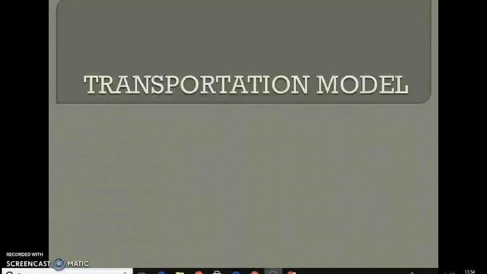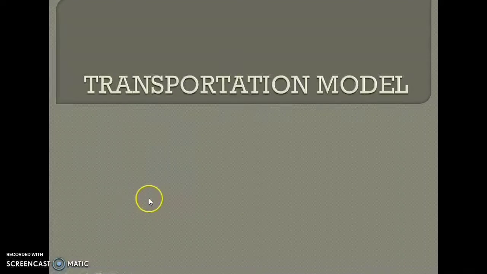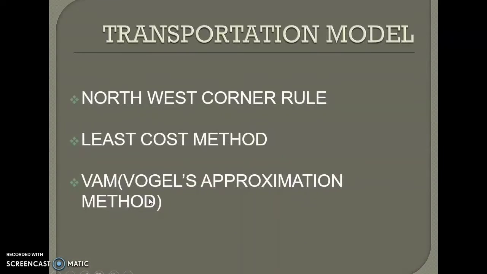Hello everyone. In this video, we are going to discuss the transportation model. In the transportation model, we have three methods. One is the northwest corner rule, another one is the least cost method, and the third one is VAM. It means Vogel's approximation method.